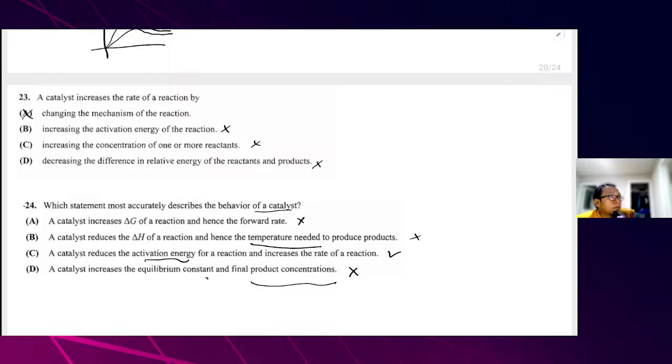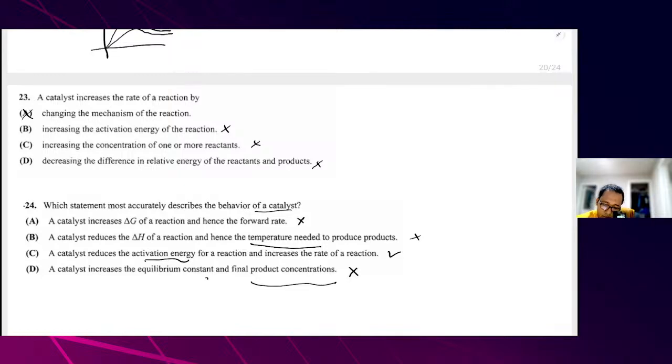Just remember the earlier principle: adding a catalyst has no effect on position, it only increases the rate. It speeds up the forward and reverse reactions equally. It reaches equilibrium faster but doesn't change where it ends up.